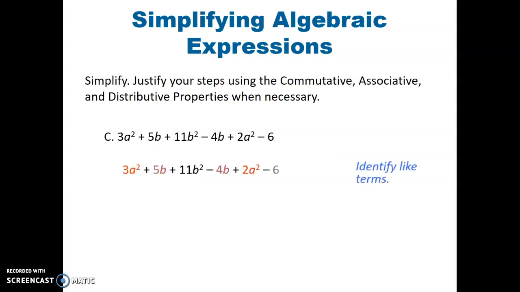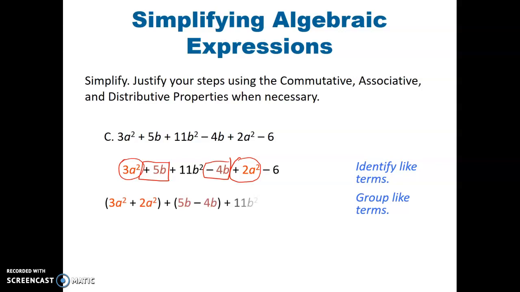Let's identify our like terms. Here we have 3a squared plus 2a squared, 5b minus 4b. Notice I like to box or circle the plus or minus sign that comes before because it tells me what I'm going to do with it. 11b squared doesn't go with anything and neither does 6. So I only need to combine my like terms. So let's group them and then add or subtract our coefficients.